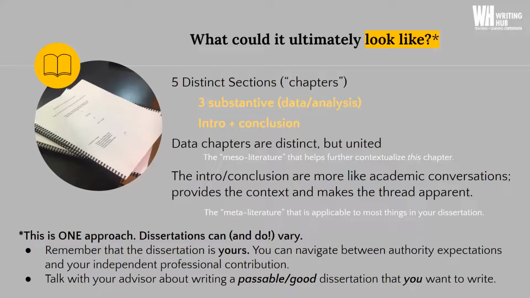So you can talk with your advisor about getting the balance right between writing a passable dissertation as well as writing a good dissertation that is also a dissertation you want to write. So talk with your advisor about what the structure of your dissertation could look like. How should the chapters be organized? What should each chapter do? Can you combine certain chapters in order to achieve a different kind of rhetorical purpose with that chapter? Where should the literature go?